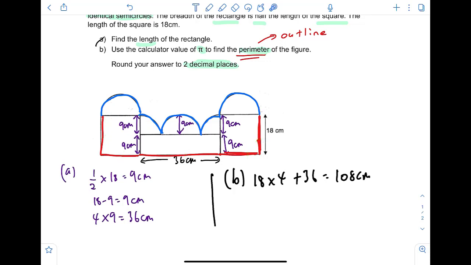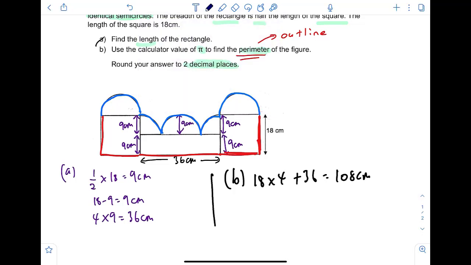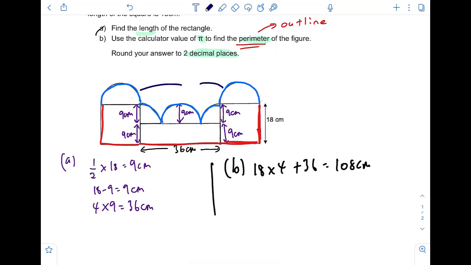Now this will allow us to find all the red parts. Settled. Now, how about the blue curved outlines? So we have a semicircle here, quarter, semicircle, quarter, semicircle. Now, these two semicircles here and here will form one complete circle. If you consider just this and this, join them together, you can form one full circumference.